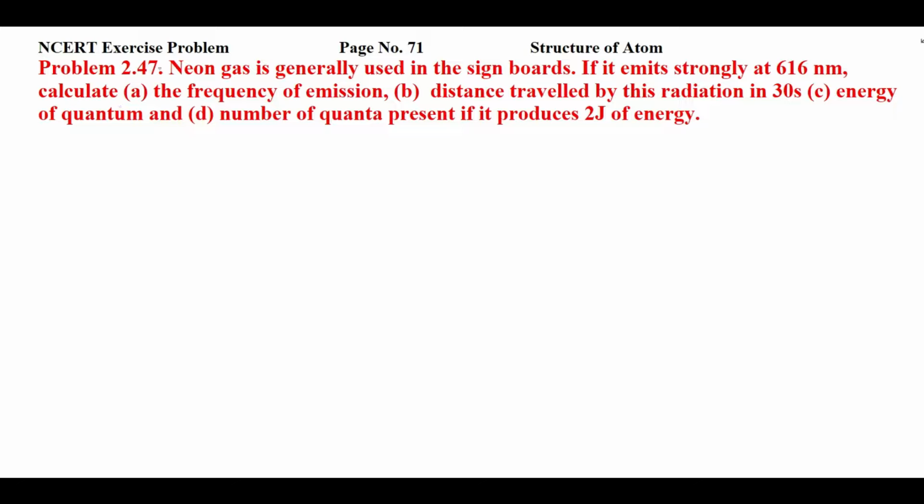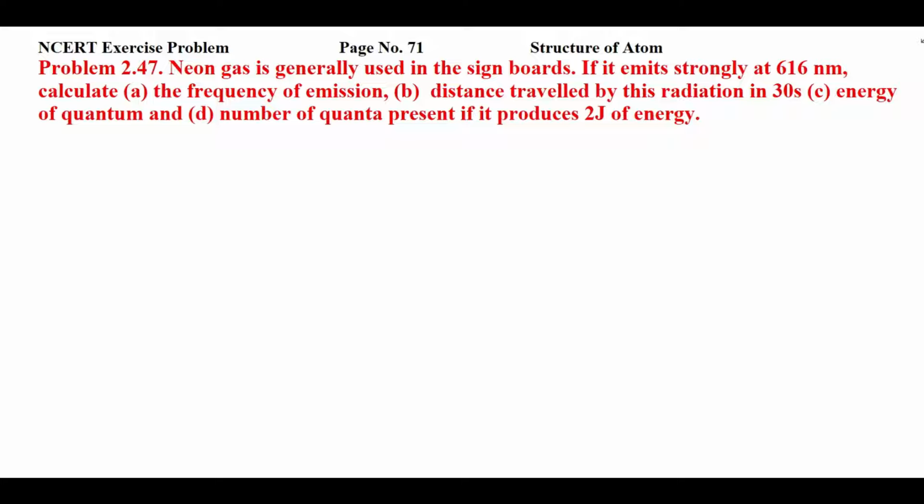Students, this is NCERT exercise problem 2.47 from page number 71 of Structure of Atom, right? So let's read the statement. Neon gas is generally used in the signboards if it emits strongly at 616 nanometer. Calculate the frequency of emission, distance traveled by this radiation in 30 seconds, energy of quantum and number of quanta present if it produces 2 joule of energy, right?